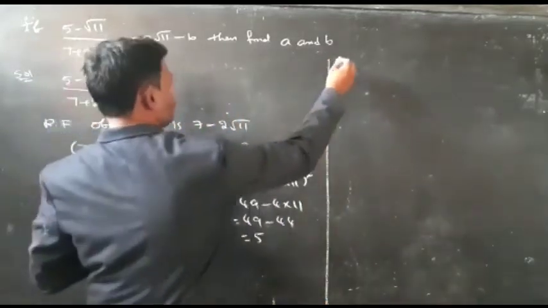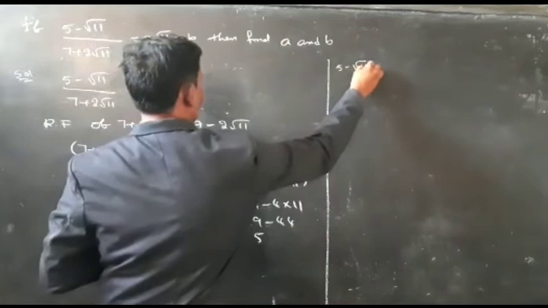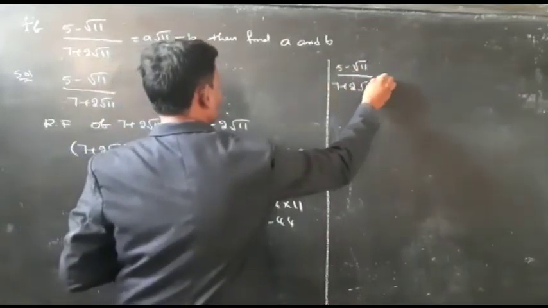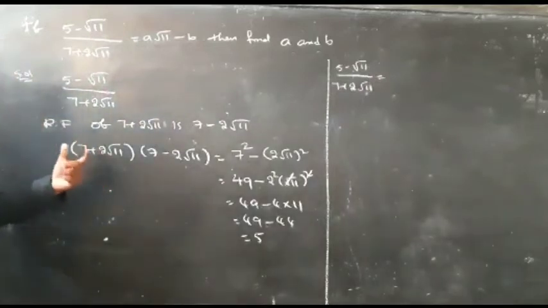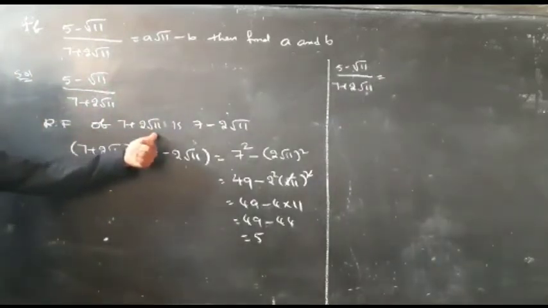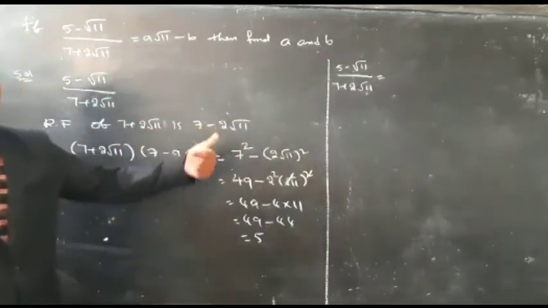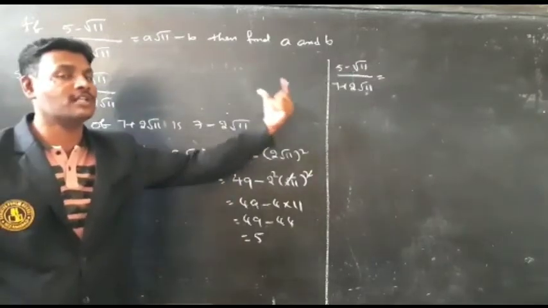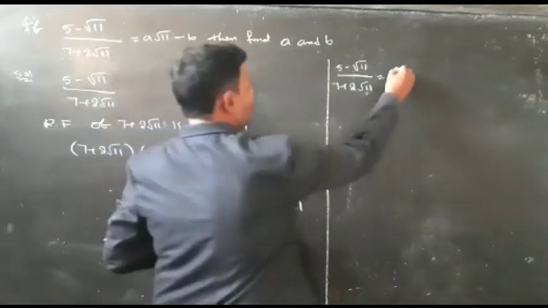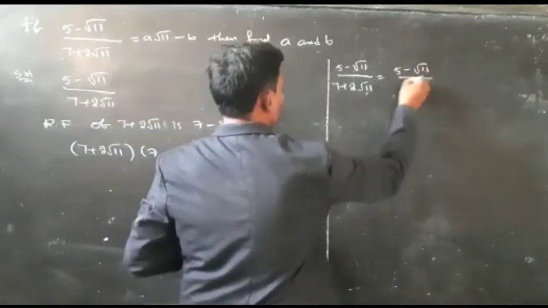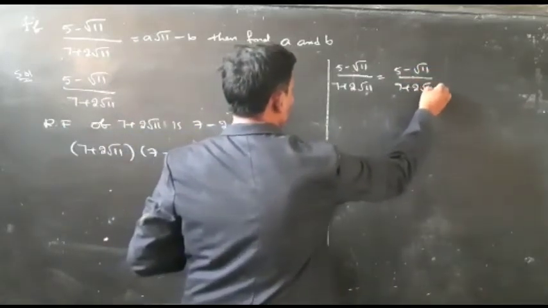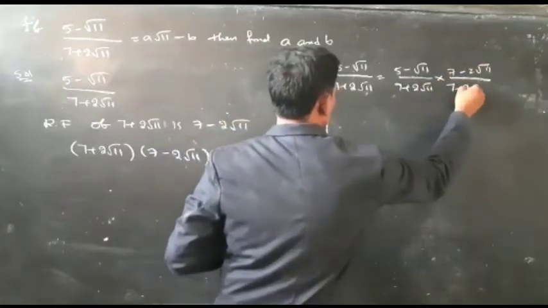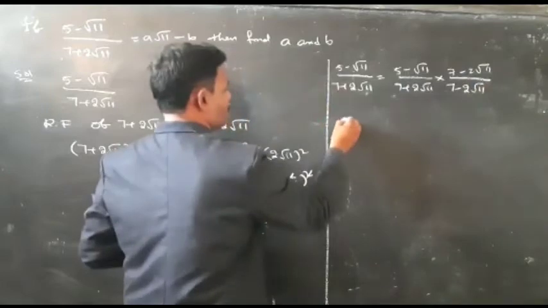Now 5 minus root 11 by 7 plus 2 root 11 is equal to. Rationalizing factor of 7 plus 2 root 11 is 7 minus 2 root 11. So with this rationalizing factor I am going to multiply the numerator and also denominator. By that, 5 minus root 11 by 7 plus 2 root 11 into 7 minus 2 root 11 by 7 minus 2 root 11 is equal to.